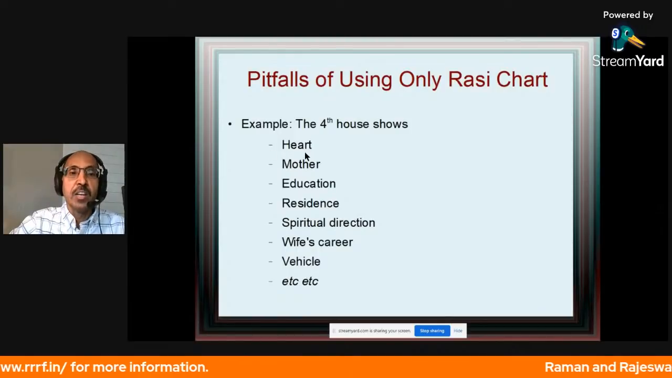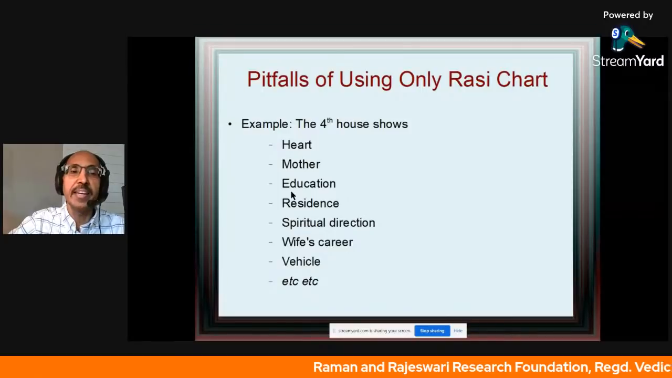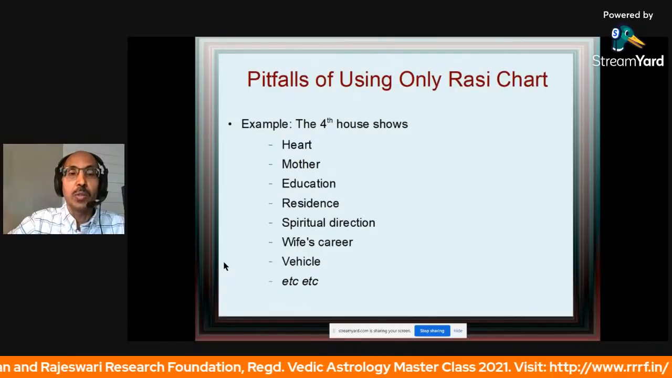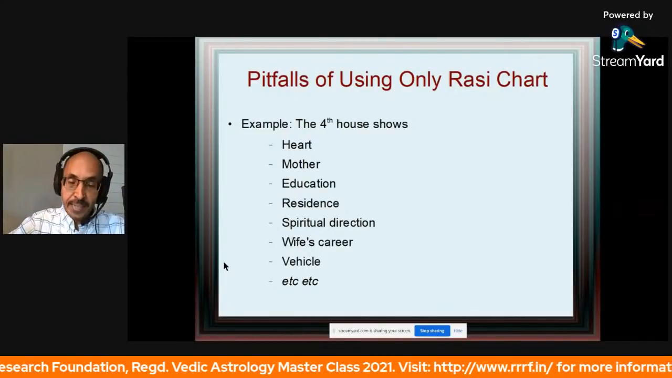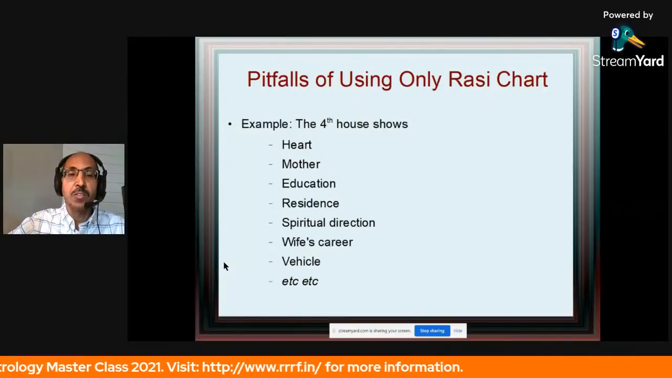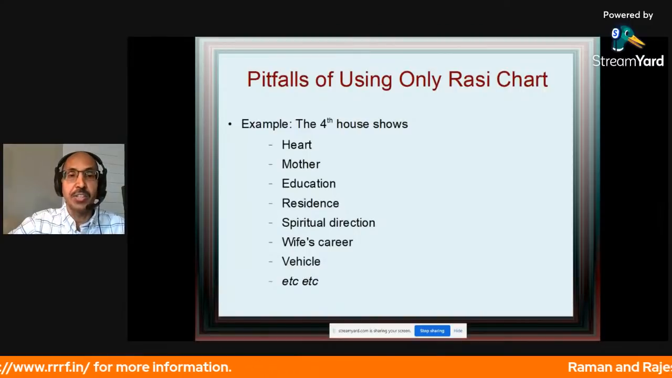On the other hand, if you are interested in the education of the person, you directly look at the D24, you clearly have a better idea. So like that, divisional charts show clarity in a particular area of life. So it is better to use them primarily. Well, of course, this is once you are confident of the birth time. So use the divisional chart primarily and then confirm from the Rashi chart.